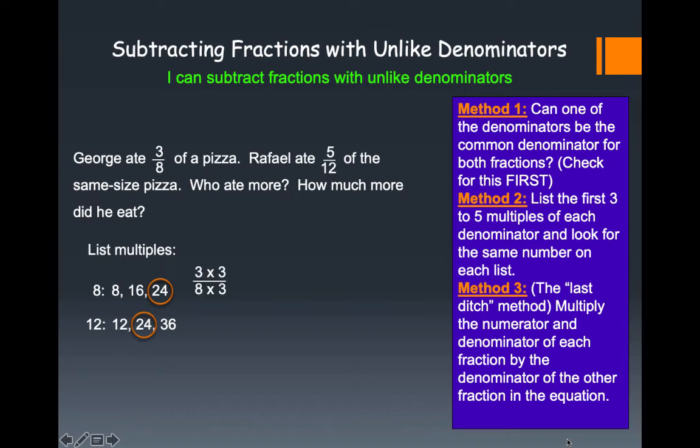I'm going to take my 3/8 and I'm going to multiply that times 3. When I do that, I get 9/24. I'm going to take my 5/12 and I'm going to multiply that times 2. When I do that, I'm going to get 10/24. So if I look right here, I've got 5/12. That tells me right here, Raphael ate 5/12, so therefore Raphael ate more.